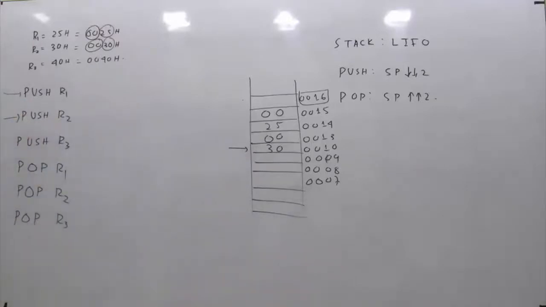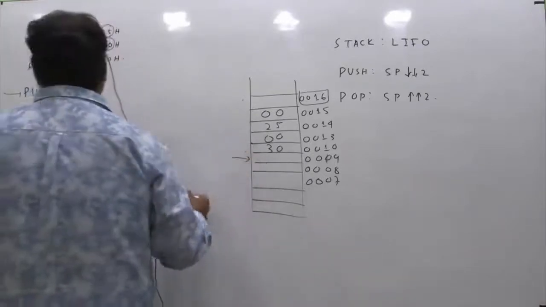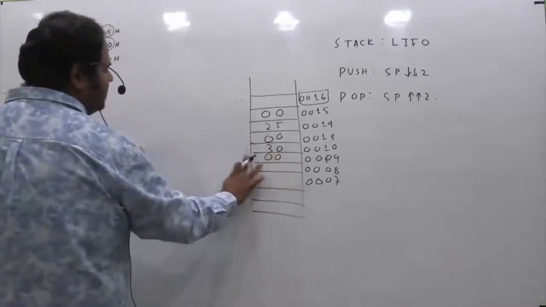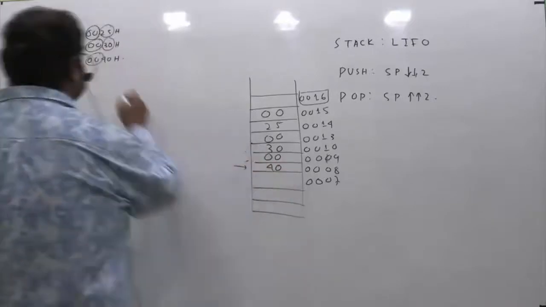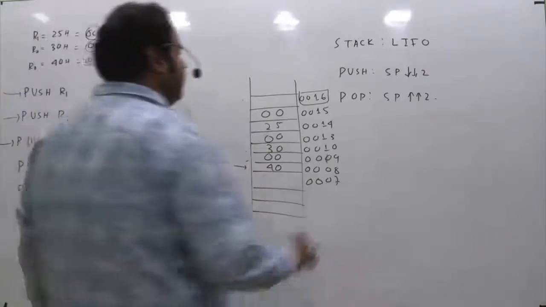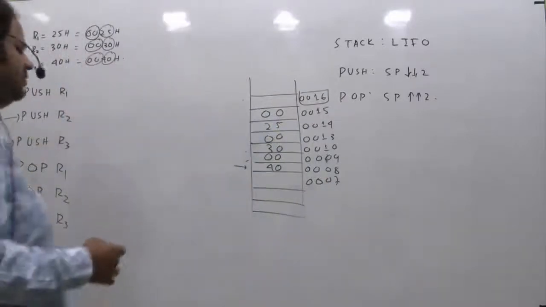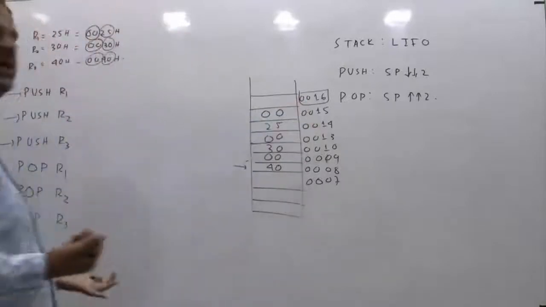Next is push R3. Now what is going to happen in push R3? The stack pointer will be decremented by 1, so it will point to this, and the higher byte will be pushed into this. So this is 00, and again the stack pointer will be decremented by 1, it will point here, and this 40 will be pushed into this. So at the end of push R3, the stack pointer was initially pointing to 0016, and at the end of 3 push instructions, it is pointing to 0008. You can see that the stack pointer has been decremented by 8 as expected.